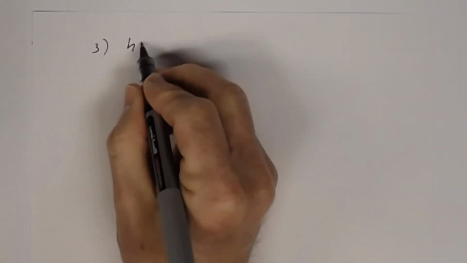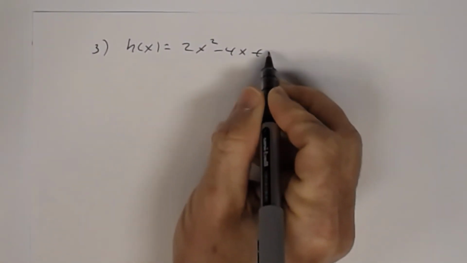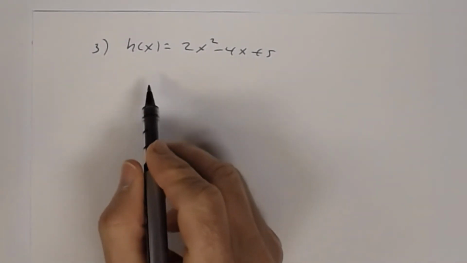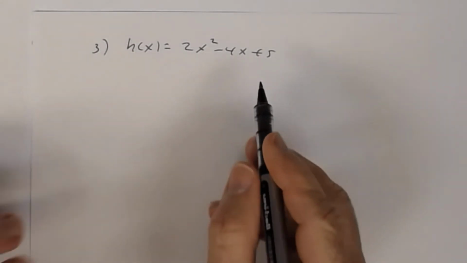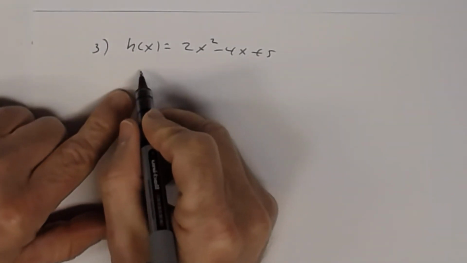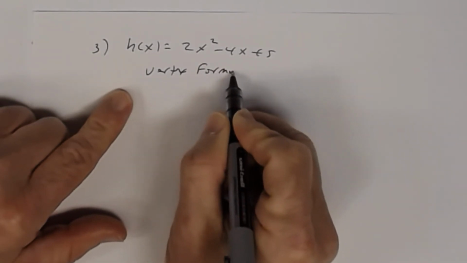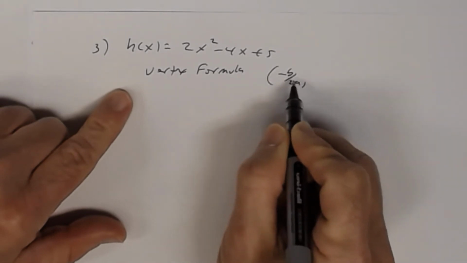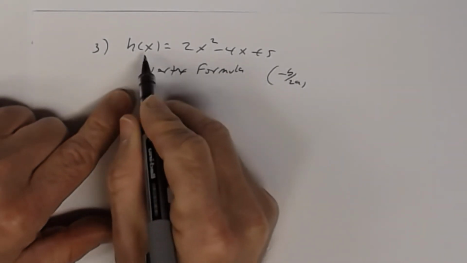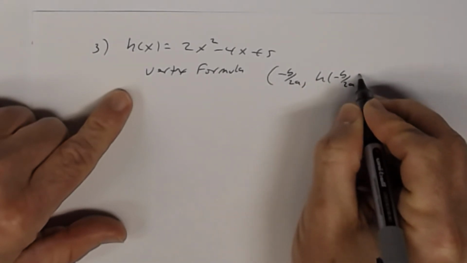It is h of x is equal to 2x squared minus 4x plus 5. And so you want to find the vertex. So notice it's in general form, and so you just use the vertex formula. So the vertex formula, remember, is negative b divided by 2a, and to find the y coordinate, you're going to find h of this. So it'll be h of negative b divided by 2a.